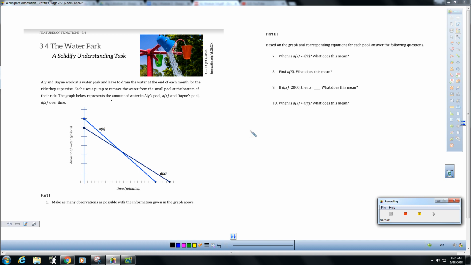Okay? Hopefully you've now read it, so we're going to make as many observations as we can. I'm just going to make them out loud. I'm not going to really write anything down. So, Allie's pool started with a greater amount of water in it than Dane's pool had. And those are our y-intercepts. It's where we begin the problem. I also observed that Allie's pool is draining at a faster rate than Dane's pool is. And what that means is that Allie's slope is more negative than Dane's.